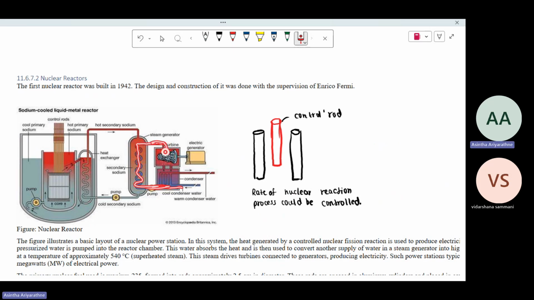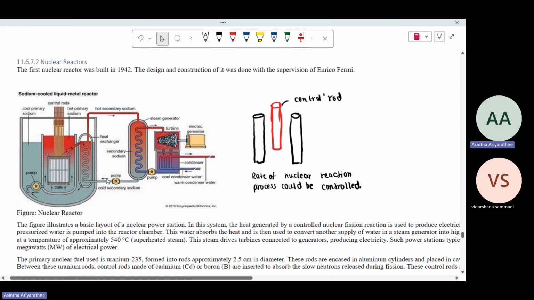Then this steam is directed towards the turbine. When steam hits, the turbine rotates, and this turbine is connected to the generator. Then here the electricity is produced. Right? So that is the basic principle behind this nuclear power plant.